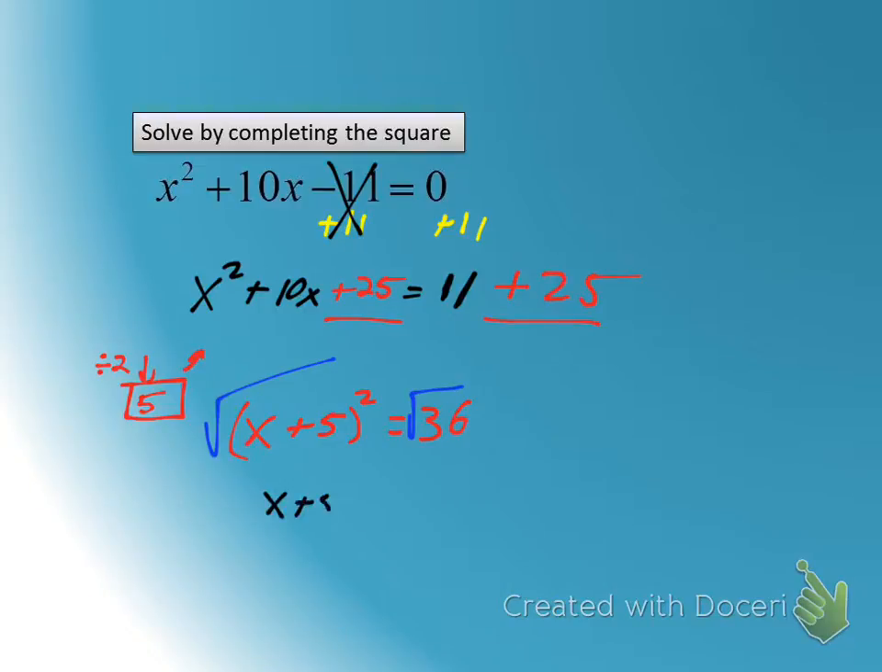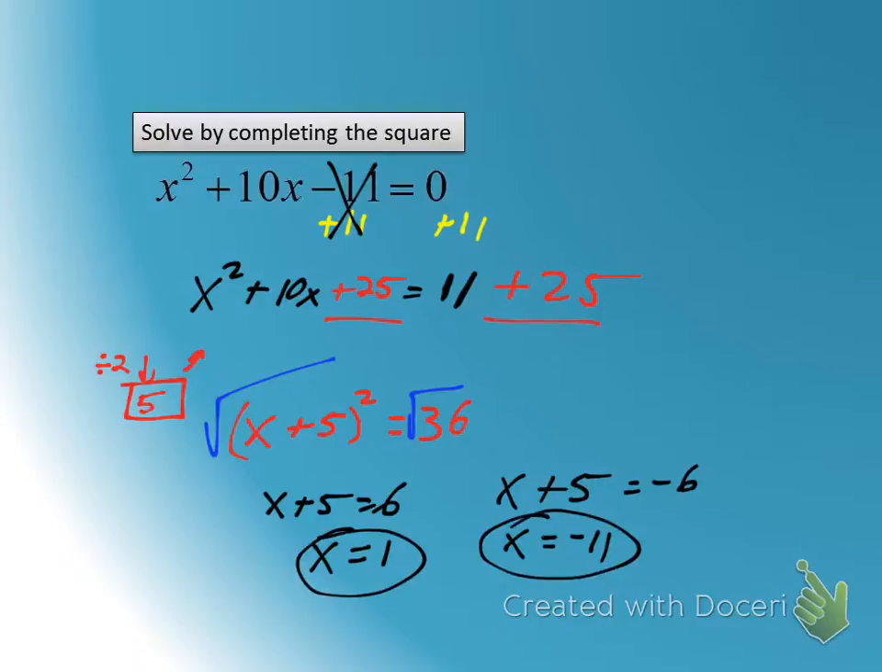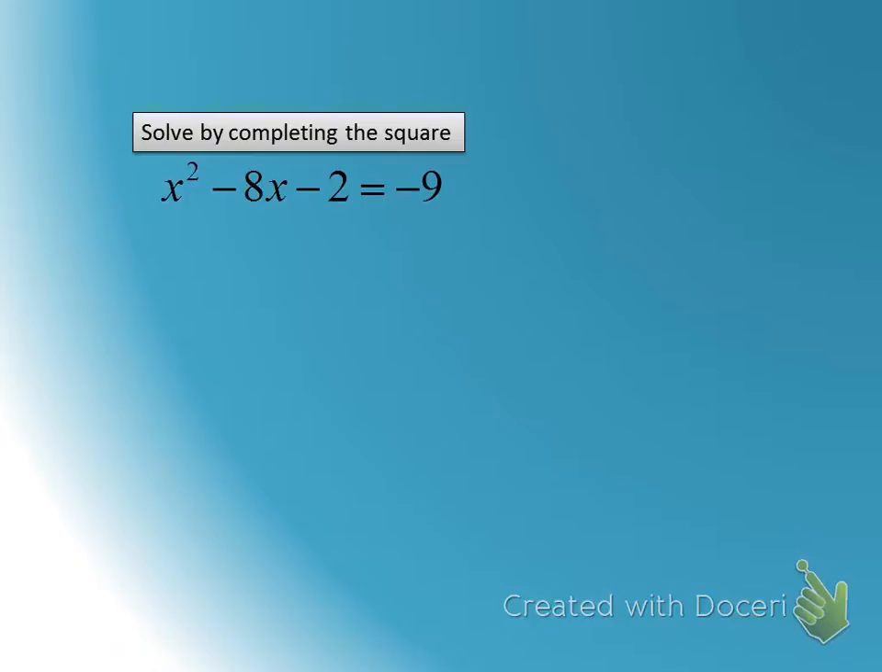So you get x plus 5 equals 6. X plus 5 equals negative 6. Subtract 5, x equals 1. Subtract 5, x equals negative 11.